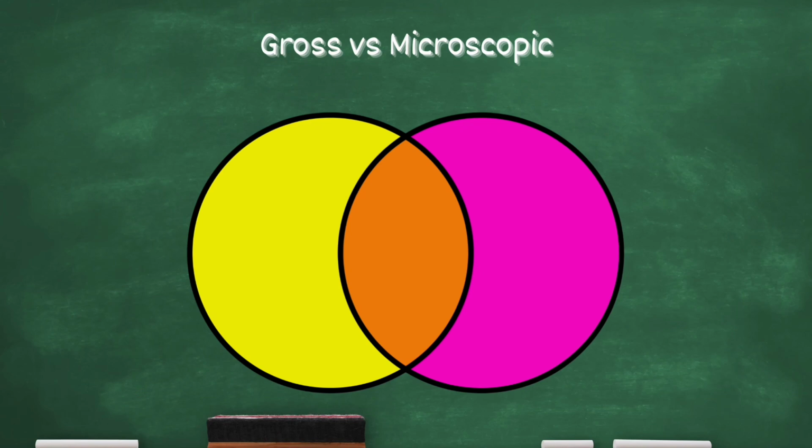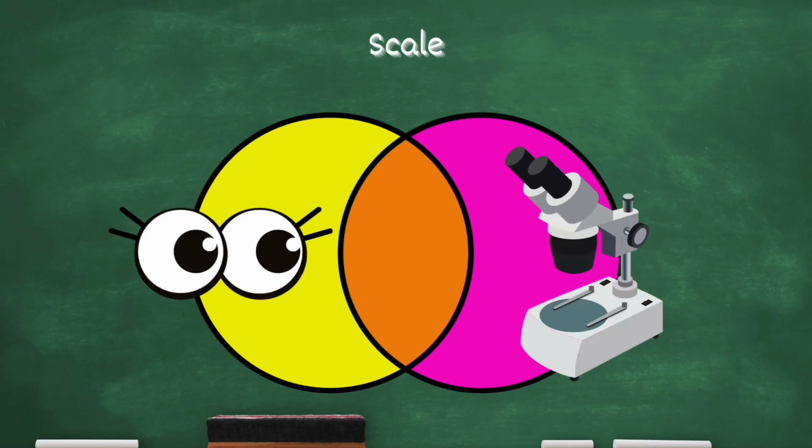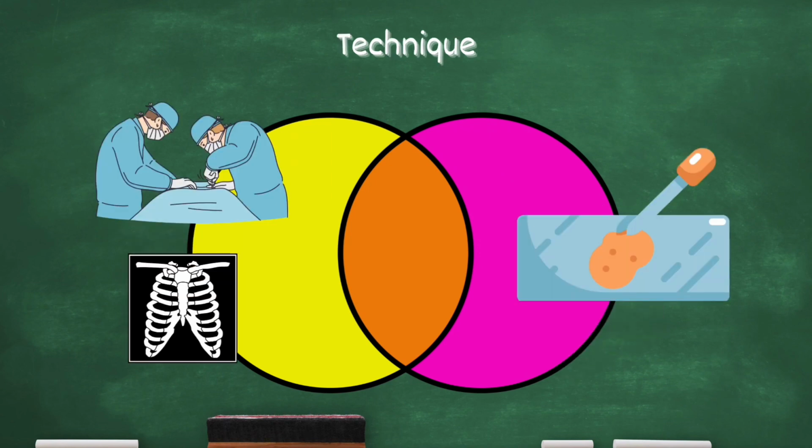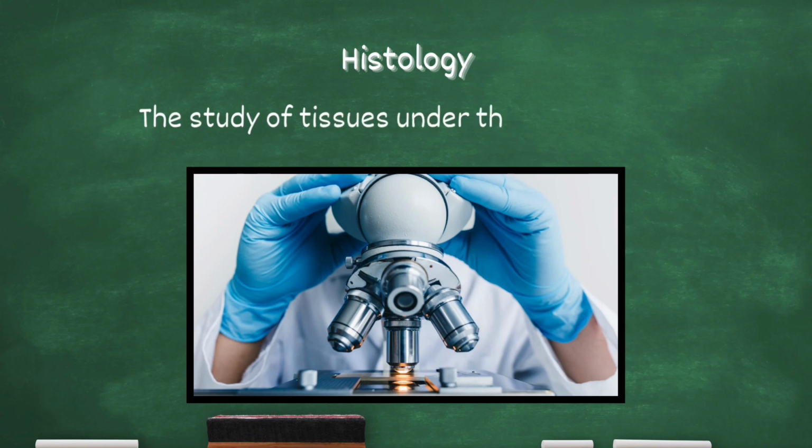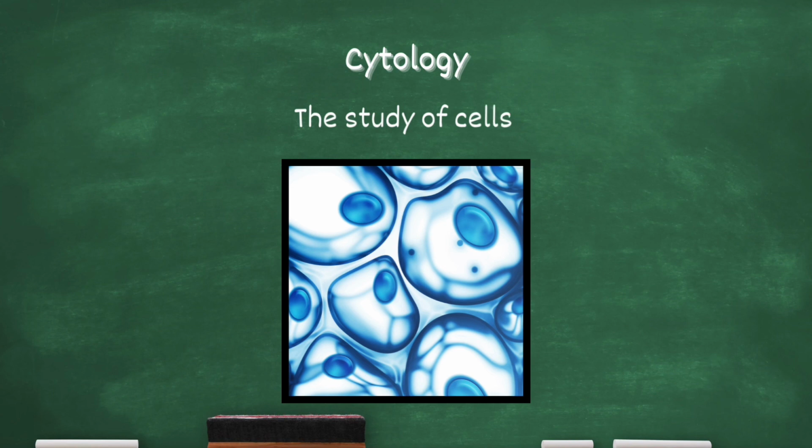When comparing gross versus microscopic anatomy, there are three components. The scale of study refers to the level or size at which a particular subject is being examined. Gross anatomy involves studying structures with just your eyes. Techniques used to study gross anatomy include things like cadaver dissection, medical imaging, and surface examination. Microscopic techniques often involve histology, the study of tissue sections under the microscope, and cytology, the study of individual cells.